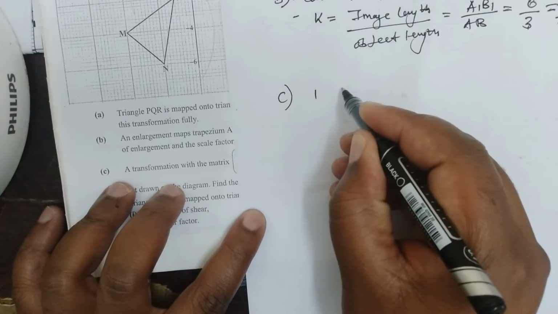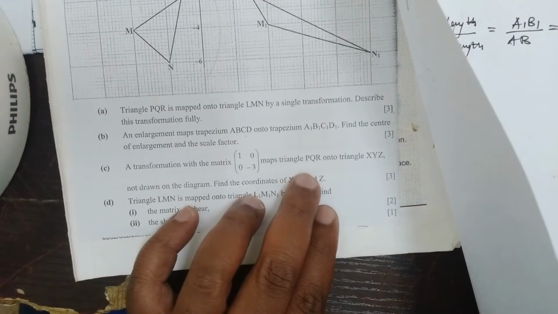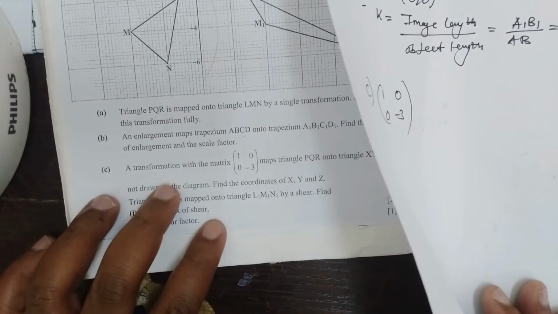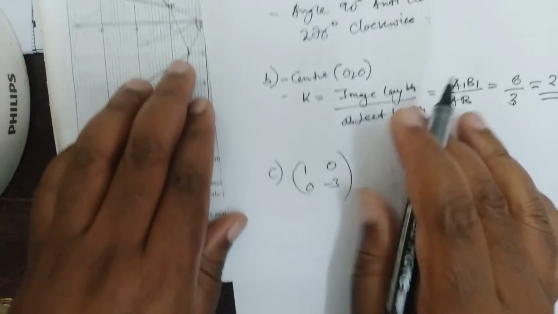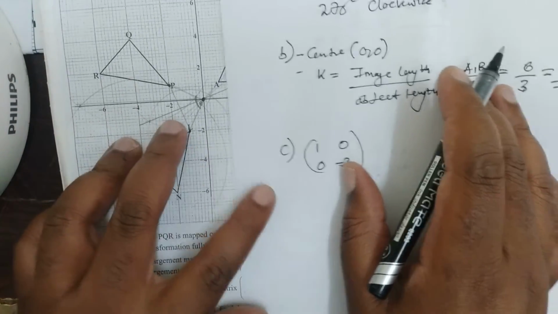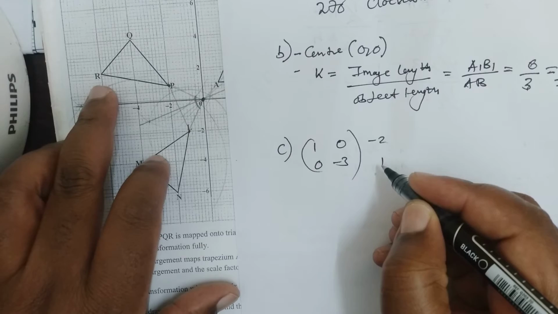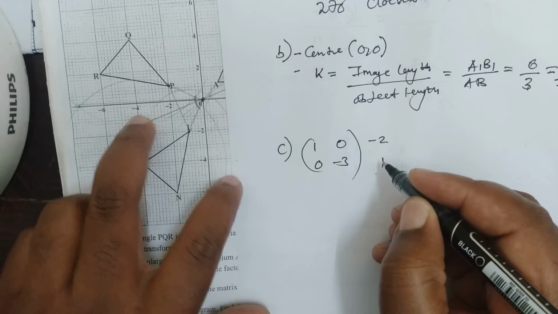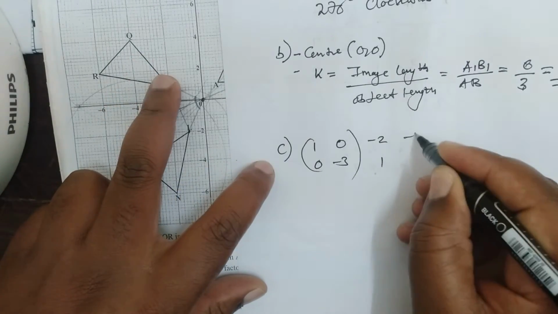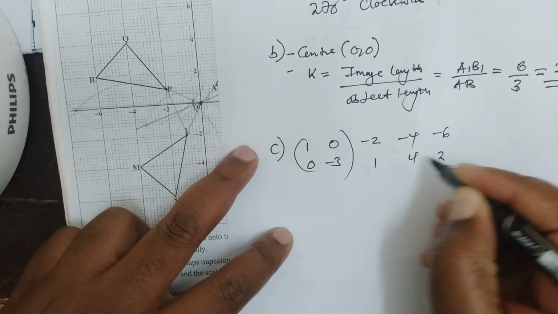So we have 1, 0, 0, sorry, negative 3. So you multiply this by the coordinates of PQR to produce the image. Alright? So what are the coordinates of P? P, we have negative 2, 1. Q is negative 4, 4. Then R is negative 6, 2. Okay.